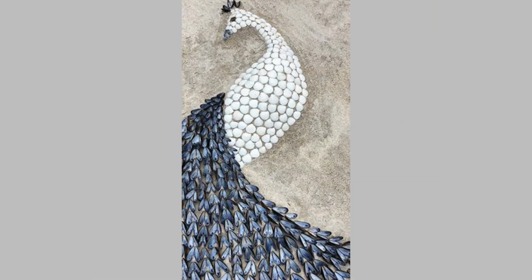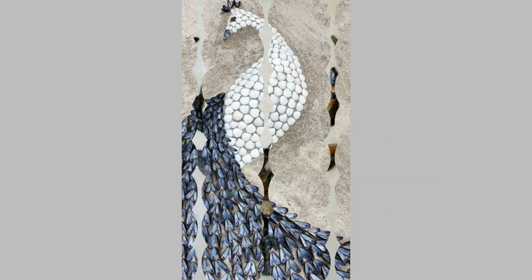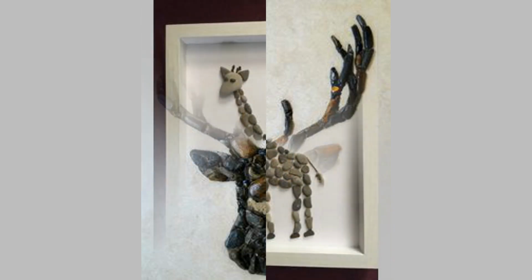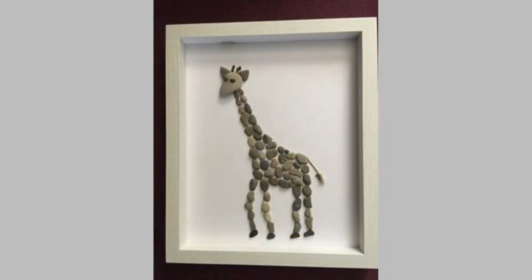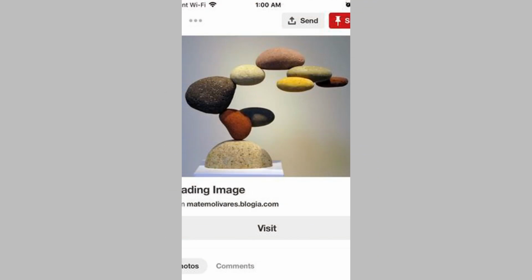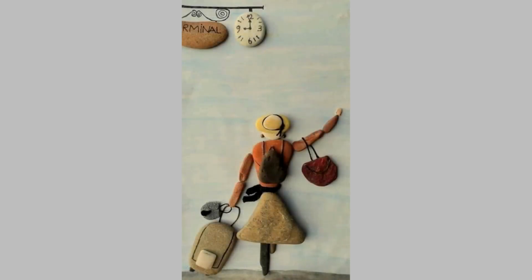Creative stone art can also be a collaborative process, with artists working together to create large-scale installations or public art projects. This collaborative approach allows for the exchange of ideas, skills, and perspectives, resulting in innovative and impactful works of art that engage and inspire audiences.